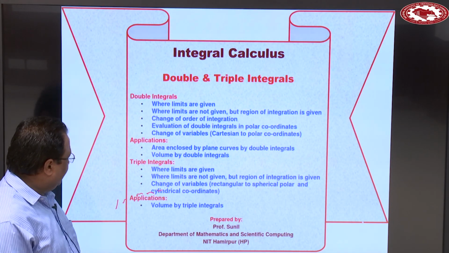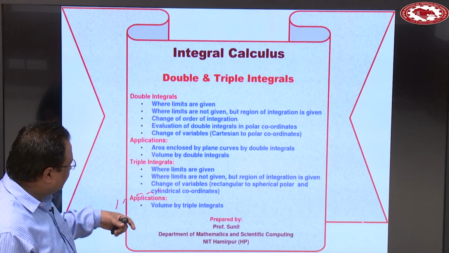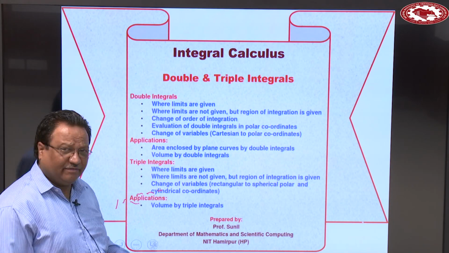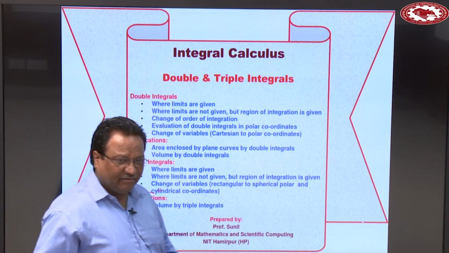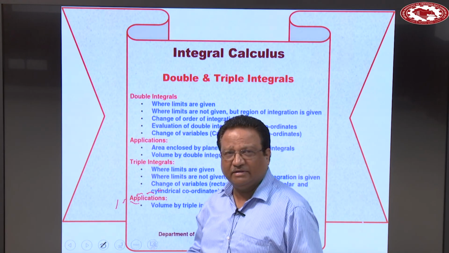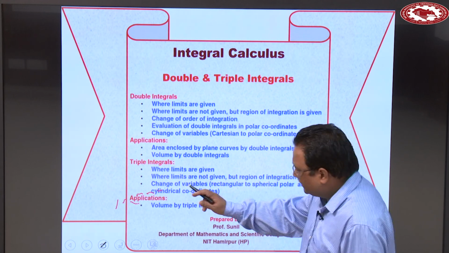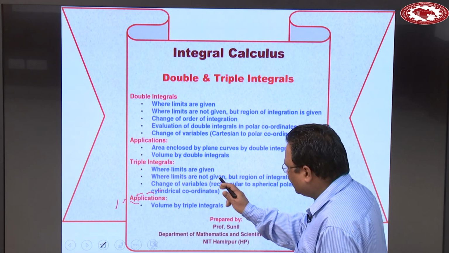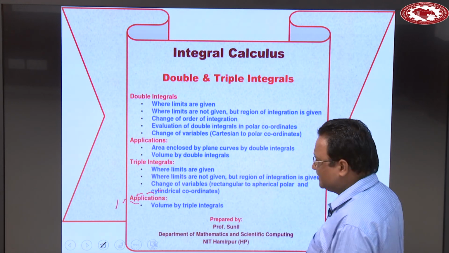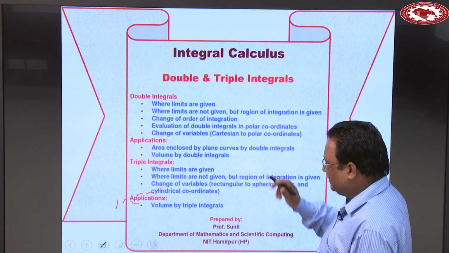Okay. Now triple integral, then we will discuss triple integral where limits are given in triple integral problem, then what is the process of finding the value. And then next one is where limits are not given but region of integration is given. Similar type of we have second case.